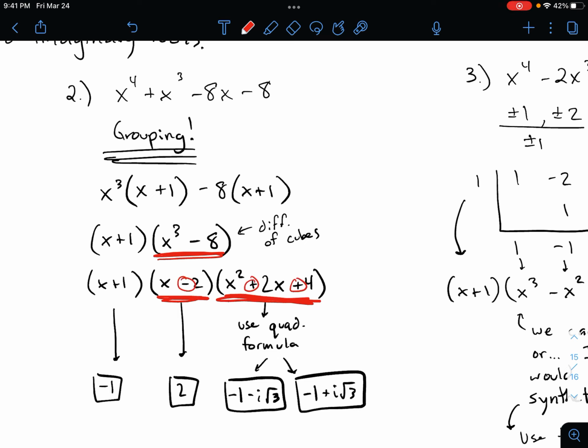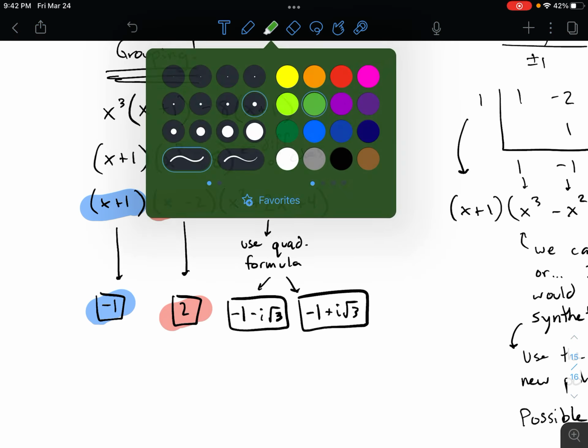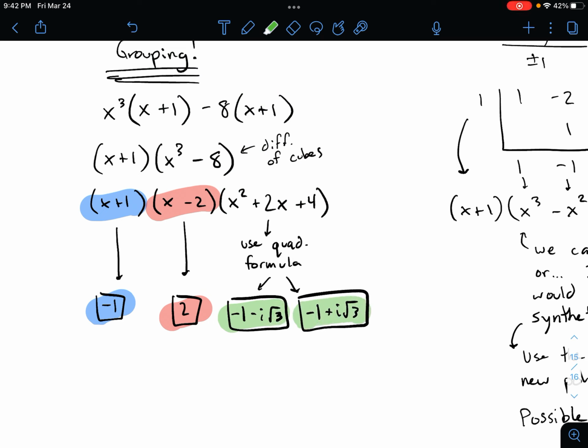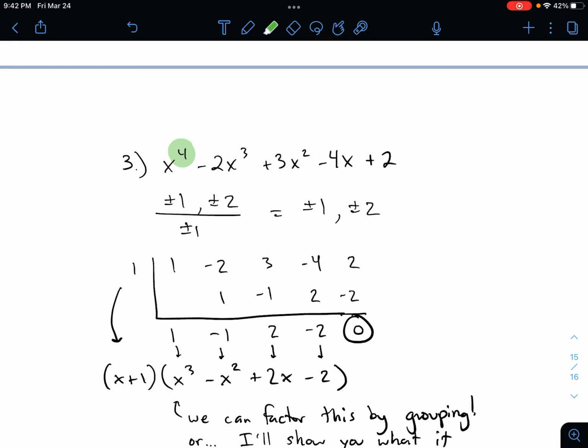Keep in mind, same opposite, always positive. Once you've got the same opposite, always positive, and you've factored this, you'll now have to use the quadratic formula on this piece here, and that will give you 2 possible imaginary solutions. So looking at everything, the answer of -1 comes from your first factor, the answer of 2 comes from your second factor, and the imaginary answers come from your quadratic right here that you have to use the formula for. And then at the end here, all right, we have something to the 4th power.